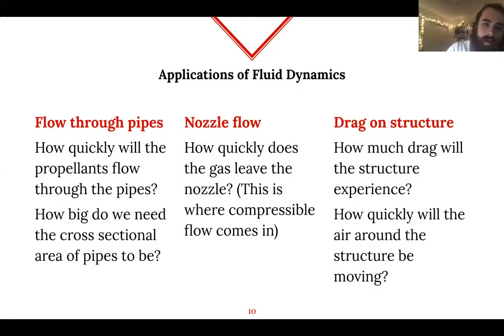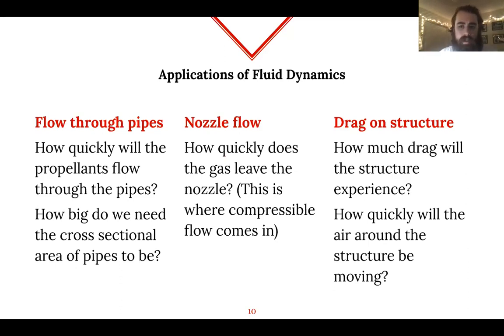Again, we're going to go through some applications of fluid dynamics. Flow through pipes: you're going to be answering questions like, how quickly will the propellants flow through the pipes? Or how big do we need the cross-sectional area of the pipe to be to reach a certain flow? Nozzle flow, at least from a rocket perspective, is where you're going to see your compressible fluids knowledge come in. So how quickly does the gas leave the nozzle? How quickly does it need to go to attain a certain level of thrust?